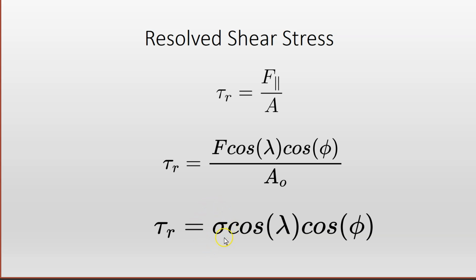So now if we know that the material starts to yield at a certain stress, then we can find the critical resolved shear stress by multiplying that by the product of cosine lambda and cosine phi.